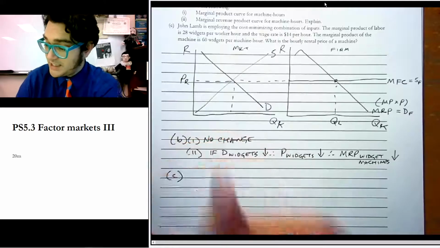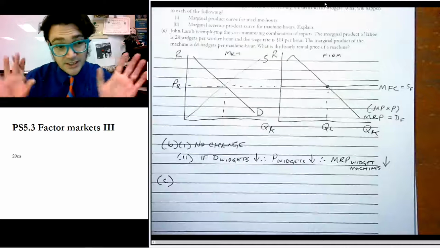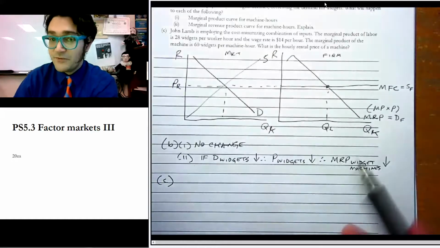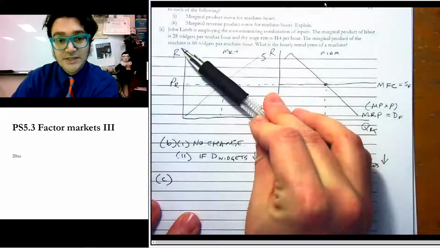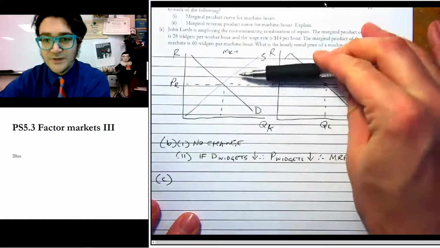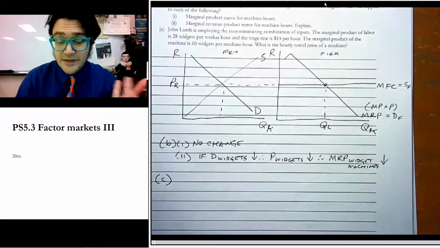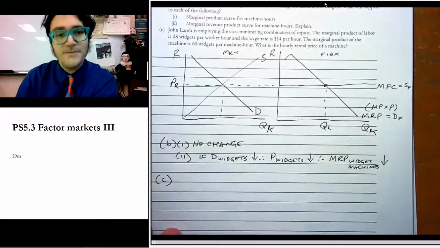Okay, part C. It doesn't actually tell us to graph it, which is nice. If we did, we would see the demand curve go in, the other demand curve go in, and the marginal factor cost curve go down, and it would be very messy. We looked at that in the lecture video, but you don't have to do it here.